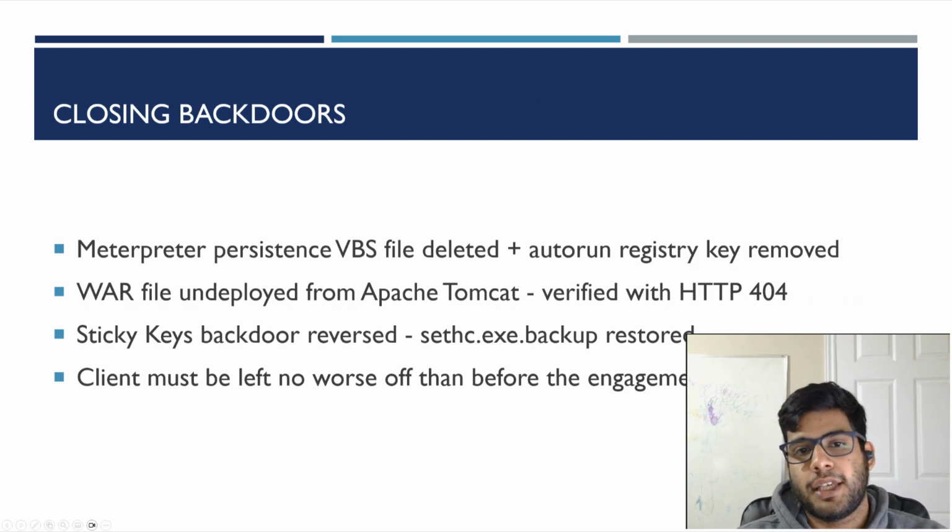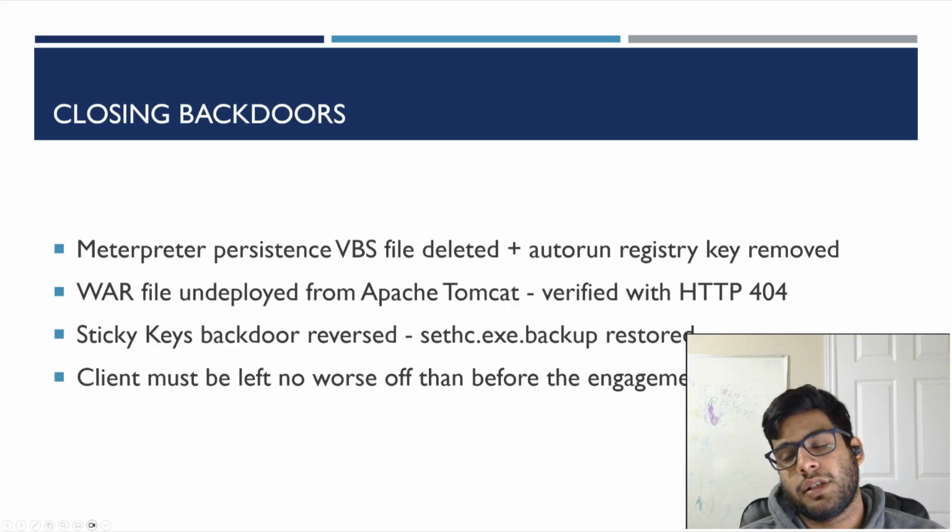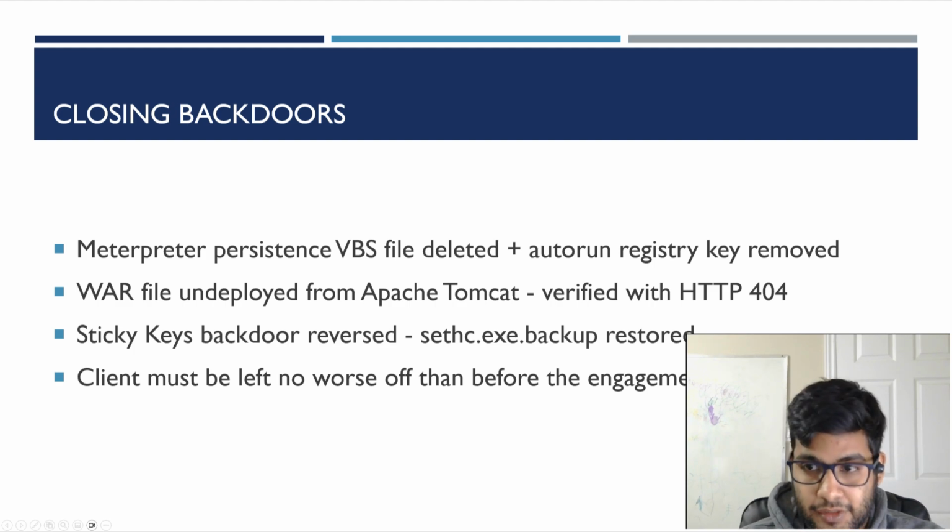The next cleanup category is backdoors, and this is probably the most important one because these are the things you deliberately installed to maintain access. We had three Meterpreter persistence modules that wrote a VBS file to the Windows host and added an autorun registry key. Metasploit actually generates a cleanup script for these, so you just need to run the commands from that file. And we had a WAR file deployed on the Apache Tomcat server.